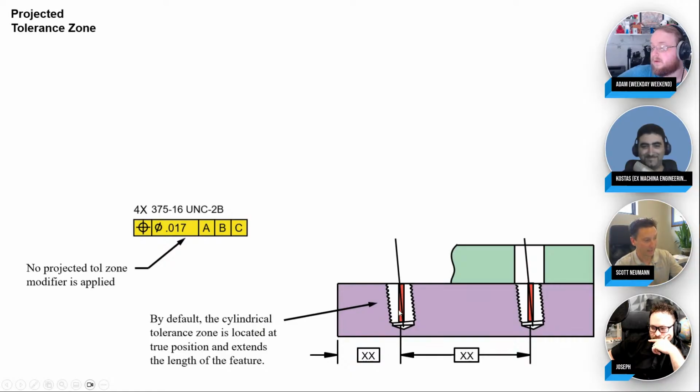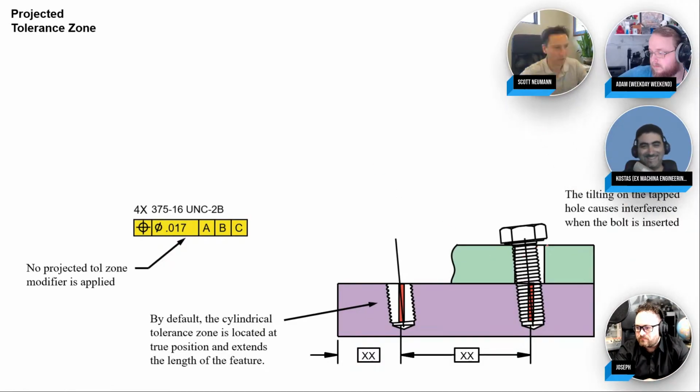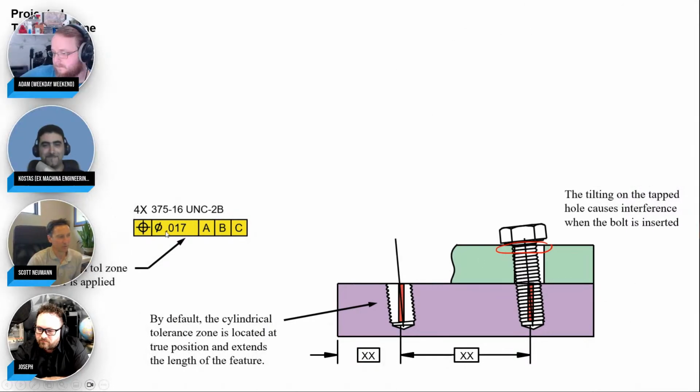Now, that axis is within the tolerance zone, so we would call that a good threaded hole. It's within the position tolerance. But look what happens when you put a bolt in there. The bolt is going to want to take off in that direction, and it's going to cause what we call projection error. Because the axis of the bolt sticking out will be way further off than what you originally spec'd out with your cylindrical tolerance zone of 17.